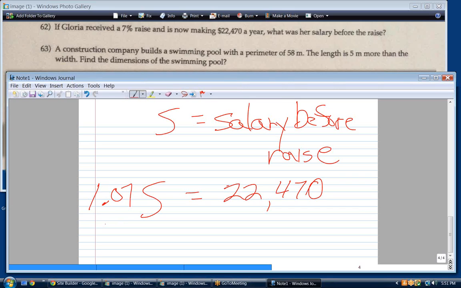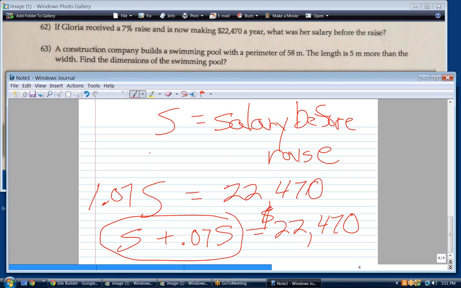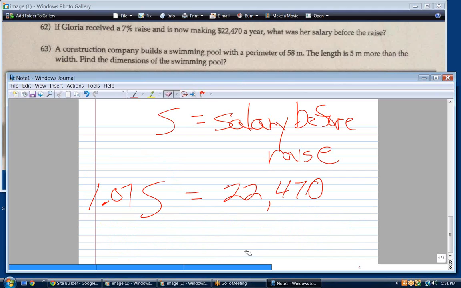In other words, if I gave her her salary, I would give her S plus 0.07S. That is equal to the amount. Okay. Well, these two things add to 1.07S. In other words, this is 1S plus 0.07S. So the only thing I have to solve is that equation. On your calculator, solve that equation for S.